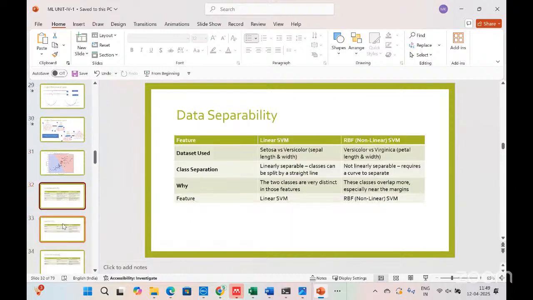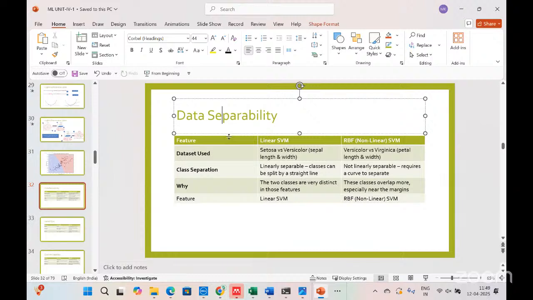Write down this. Keep heading data separability. నేను ఎక్స్ప్లెయిన్ చేస్తాను వినండి లేకపోతే.